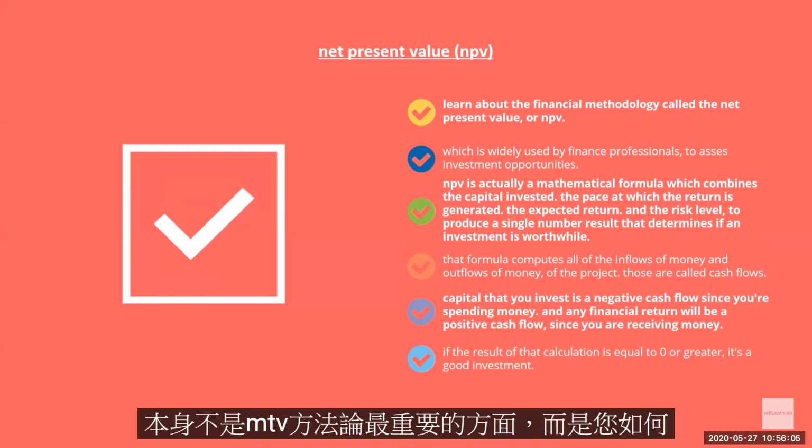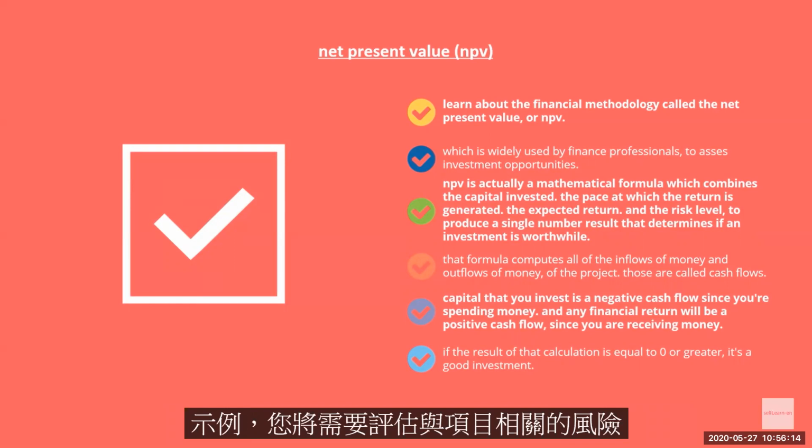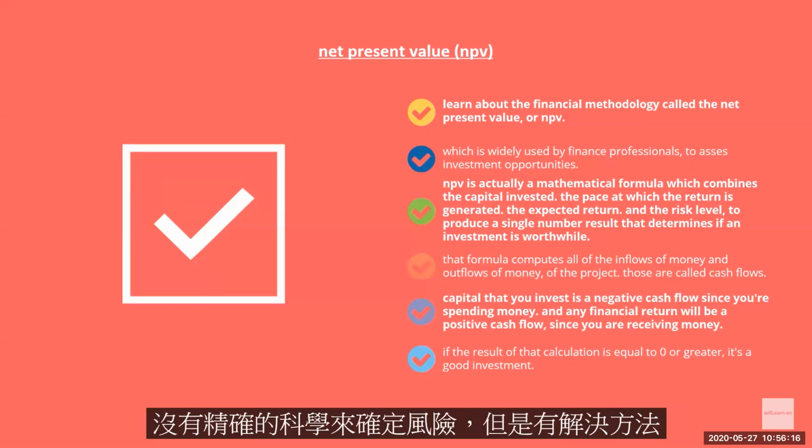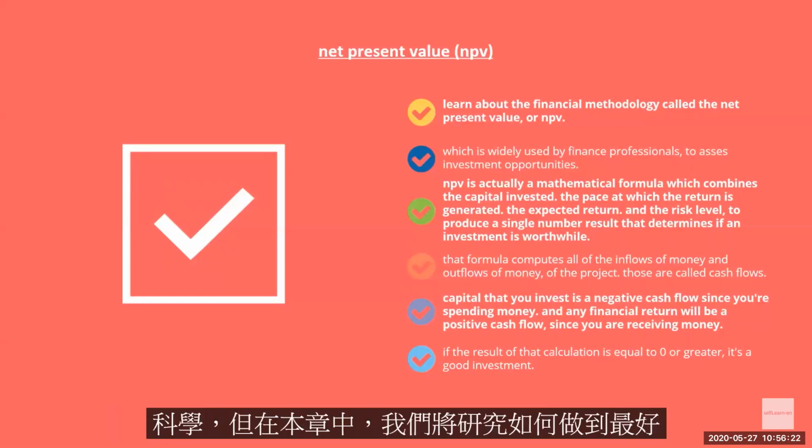The formula in itself is not the most important aspect of the NPV methodology. It is how you determine the factors you put into it that will make your NPV reliable. For example, you will need to assess the risk associated with the project. There's no precise science to determine risks, but there are ways to do it, which we will see in a later video. The same goes for the expected level of return. No science, but ways to do it.